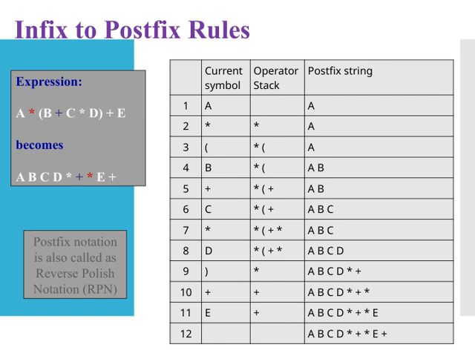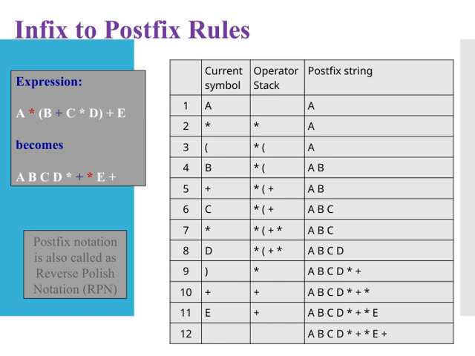Next, when we see an opening parenthesis, we push it onto the stack as well, making the stack now an opening parenthesis and asterisk. Moving on to B, which is a variable, it gets added to the postfix, so the postfix string becomes AB. When we encounter plus, since the top of the stack is an opening parenthesis, we push plus onto the stack. Then we see C, which is another variable, so we add C to the postfix, making it ABC.